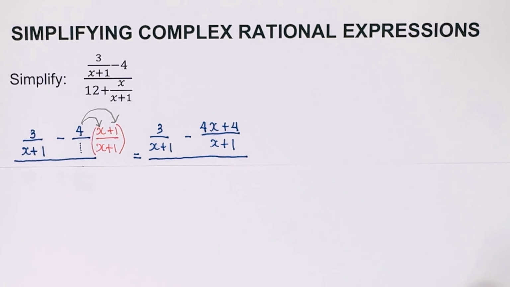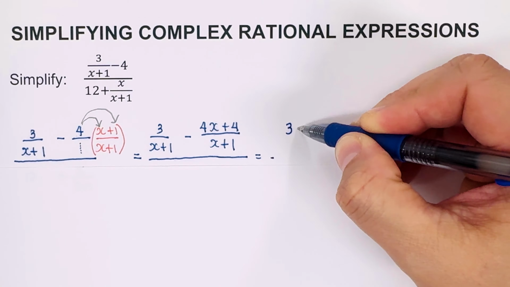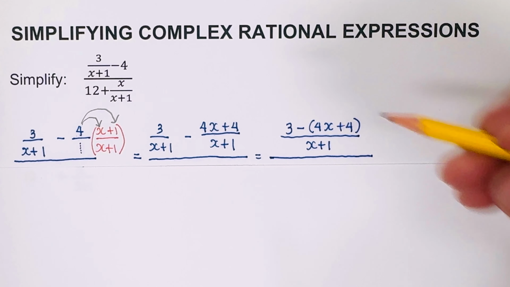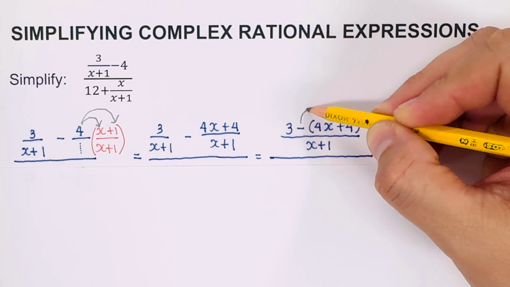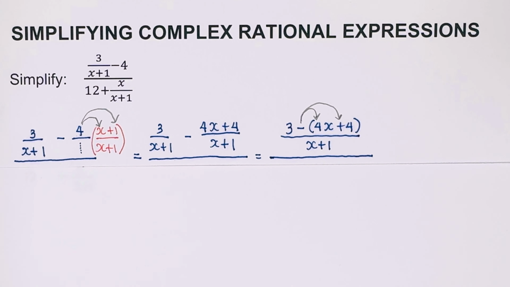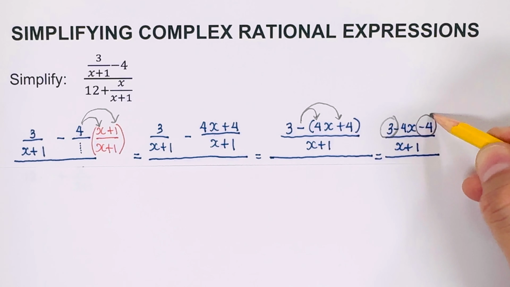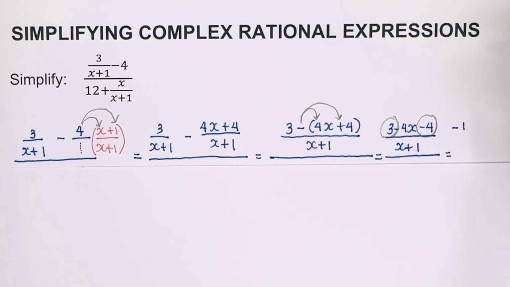Then you notice that they already have the same denominator, so we can go ahead and add them together. We can distribute the negative to each of the terms inside the parentheses. Then this would come out. We can simplify this and combine like terms, so 3 and negative 4. This would come out, and this is our numerator.